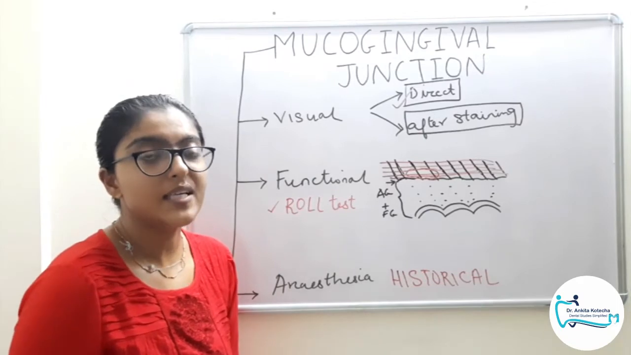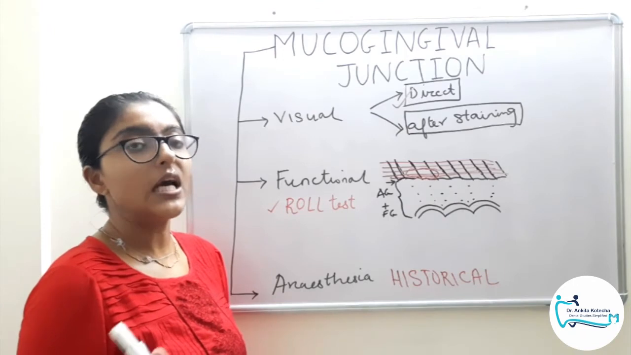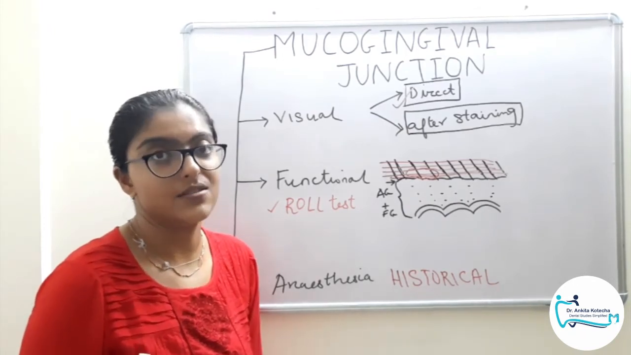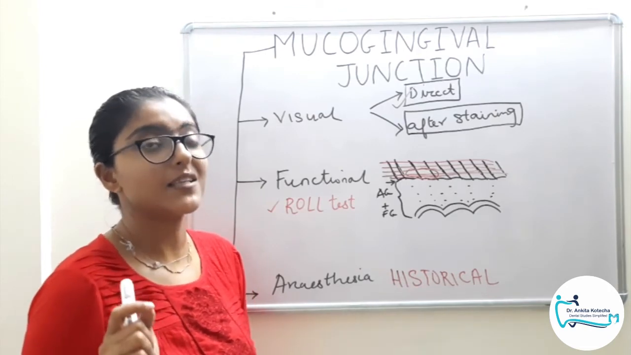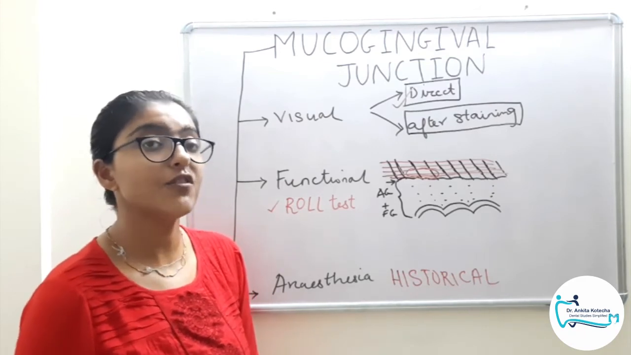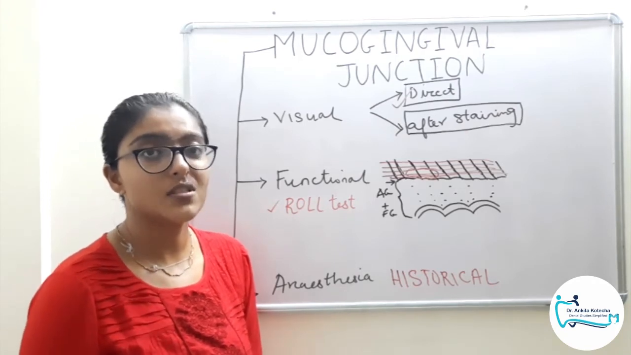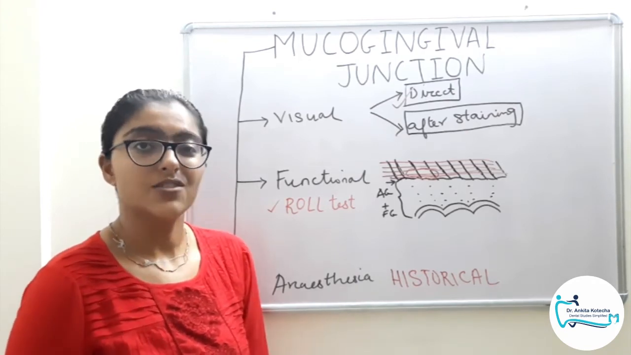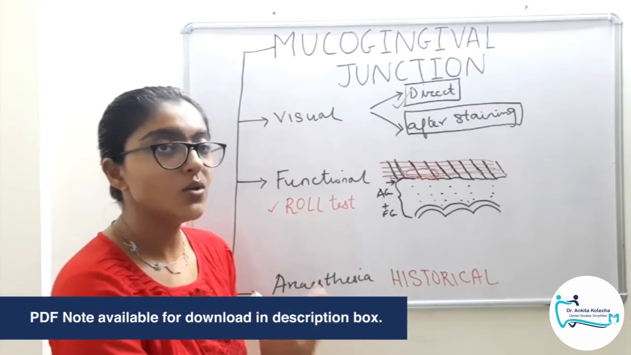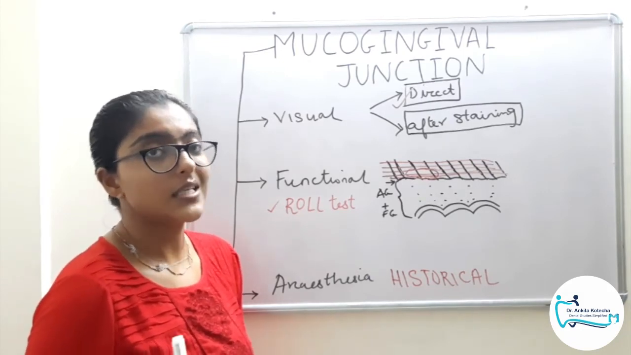Coming to the applied aspects, the main applied aspect here is that identifying the mucogingival junction allows us to measure the width of keratinized gingiva followed by the width of attached gingiva. And the second applied aspect is Miller's classification of gingival recession. Identification of the mucogingival junction is a prerequisite to record gingival recession as per Miller's classification. So that's all for today's video. The topic of how to identify or locate the mucogingival junction is complete here.